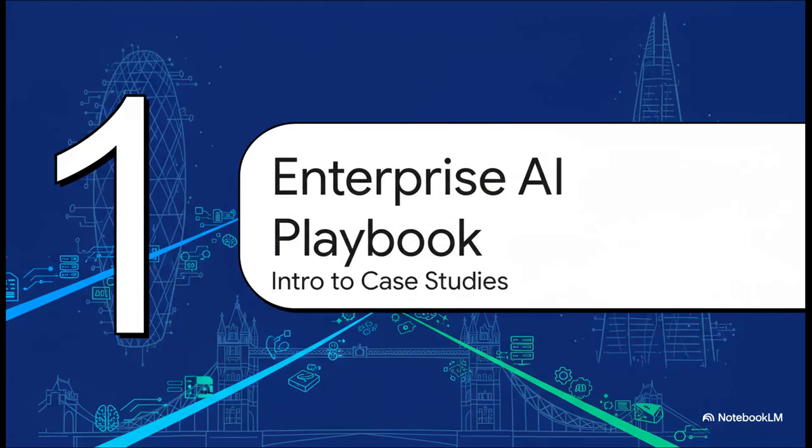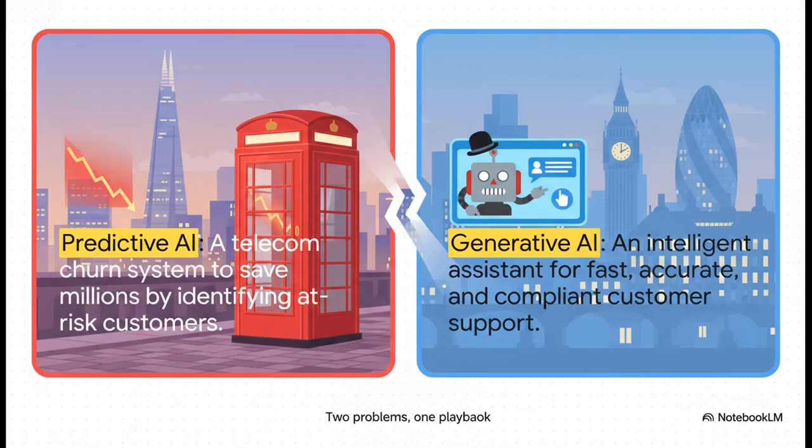Now, to make this all feel really concrete, we're not just going to talk concepts. We're actually going to follow 2 real-world enterprise AI projects, all the way from the drawing board to full production. So, on one hand, we've got a classic predictive AI project, a telecom churn model designed to tackle a huge revenue problem. And on the other, we have a cutting-edge generative AI assistant built from the ground up to deliver fast, compliant, and, most importantly, trustworthy answers. 2 very different challenges, but as you'll see, they're both solved using the same core playbook.